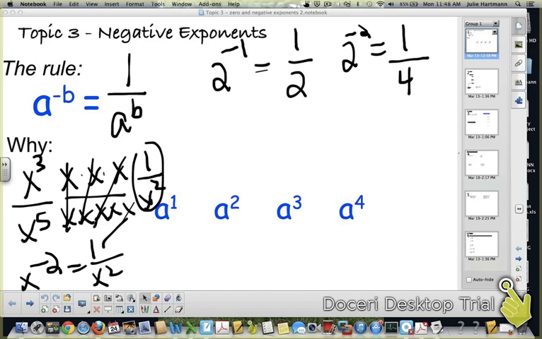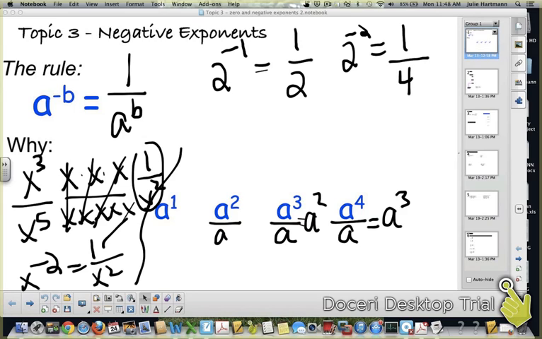Okay? Another little explanation: if you have a to the fourth and you divide by a, 4 minus 1 is a cubed. If you have a cubed divided by a, 3 minus 1, you get a squared. Well, a squared divided by a, 2 minus 1 is a to the first. A to the first divided by a is 1, right? A over a is just 1. Well, which is also a to the 0, which is 1. That's another rule that we'll talk about.